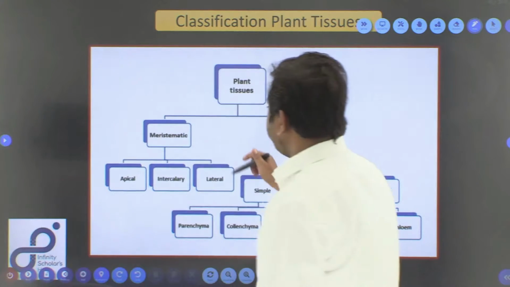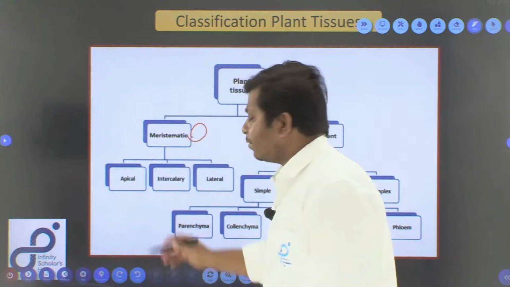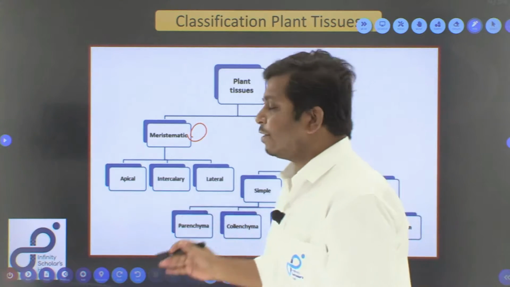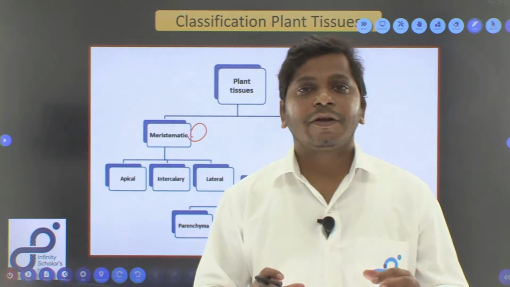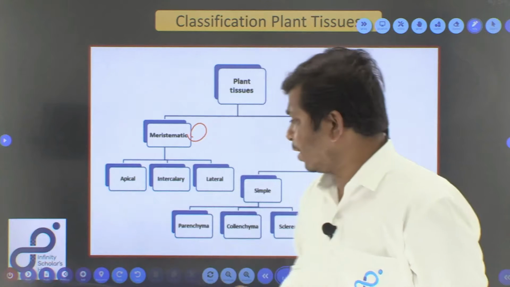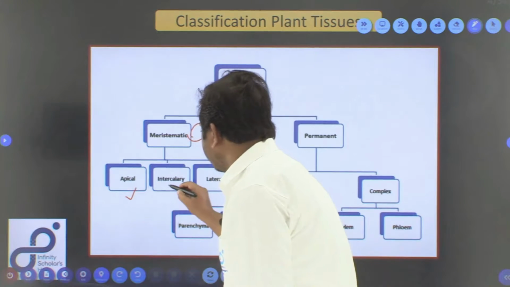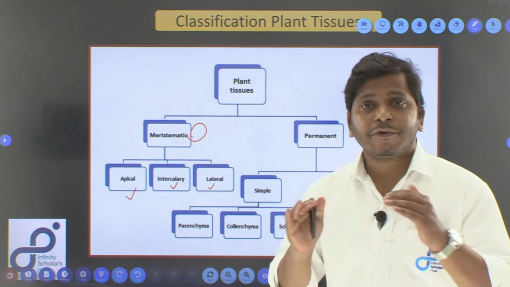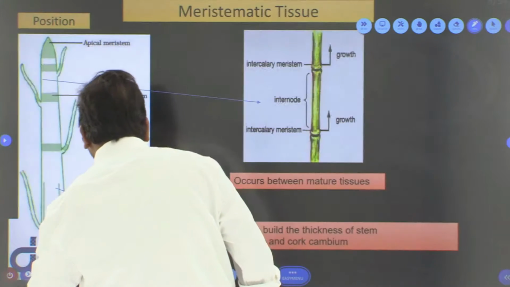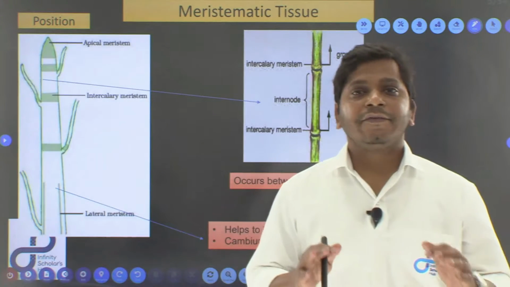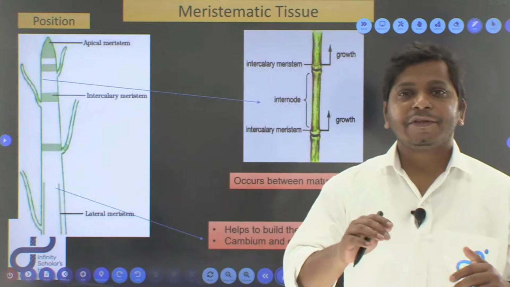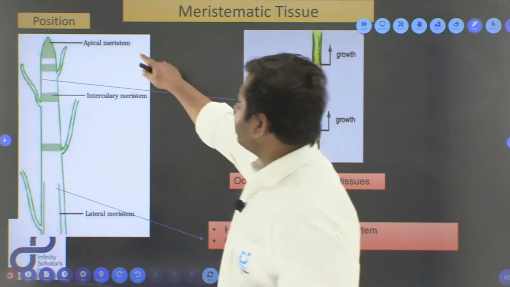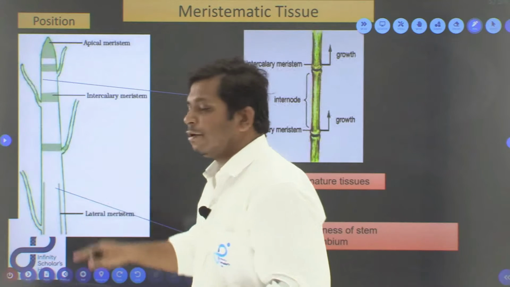If we look at the meristematic tissue itself, the meristematic tissues can be subdivided into three different types on the basis of where those tissues are located. One is called the apical meristem, another the intercalary meristem, and the third the lateral meristem. So let us look at them in a slightly more detailed manner. As I said, meristematic tissues are the dividing cells, and they are present in different parts of the plant. Depending on their location, they are called apical meristem, intercalary meristem, and lateral meristem.